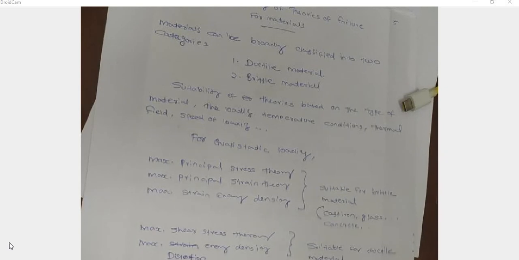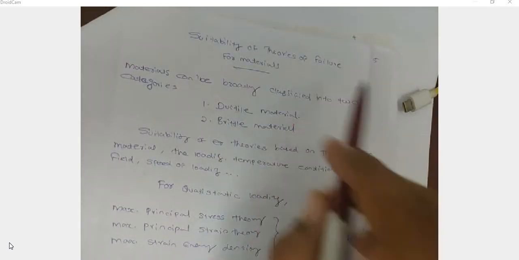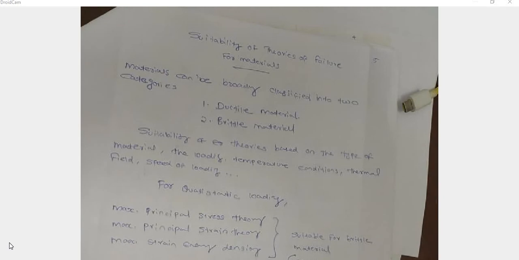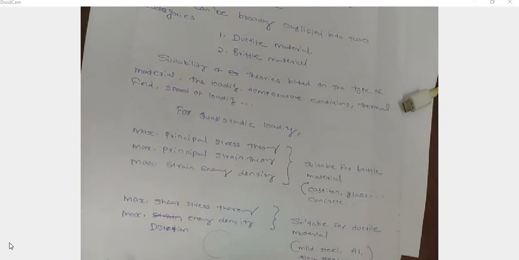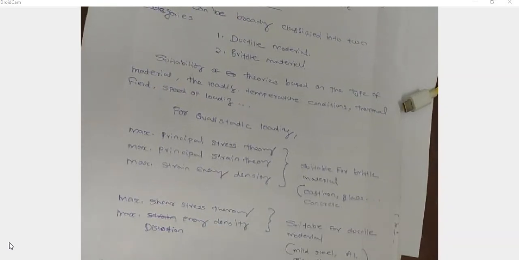That is based on the different conditions. The suitability of the theory is based on the theories of failure for materials. So the material is very important. If you design a member made with a ductile material, you have to use a different set of theories. For brittle material, we have to use a different set of theories. So this is the set of theories which is used based on the material.